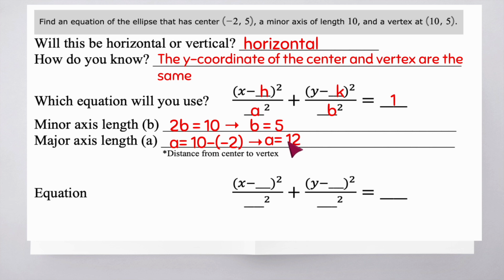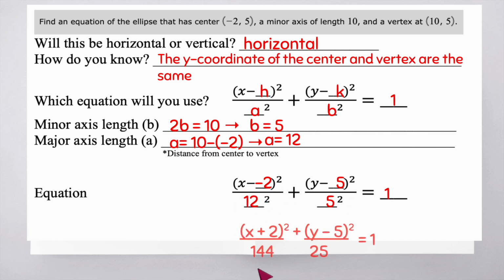Okay, so now I have my a and my b, so I'm just going to plug them into my equation. Remember, h was -2, k was 5, a is 12, and b is 5, and it always equals 1. I do need to clean this up a little bit. I can't type in minus negative when I put this into Alex, and they aren't going to want you to type in 12 squared and 5 squared. They want you to work these out. So (x + 2)² over 144, because 12 squared is 144, plus (y - 5)² over 25, because 5 squared is 25, equals 1. So this is how you create an equation of an ellipse. I hope that helped, and I'll see you on the next video.